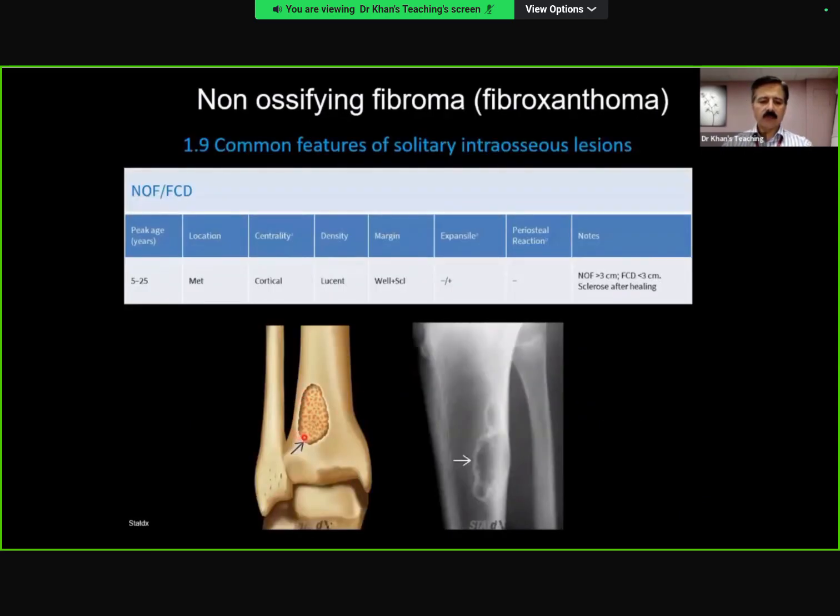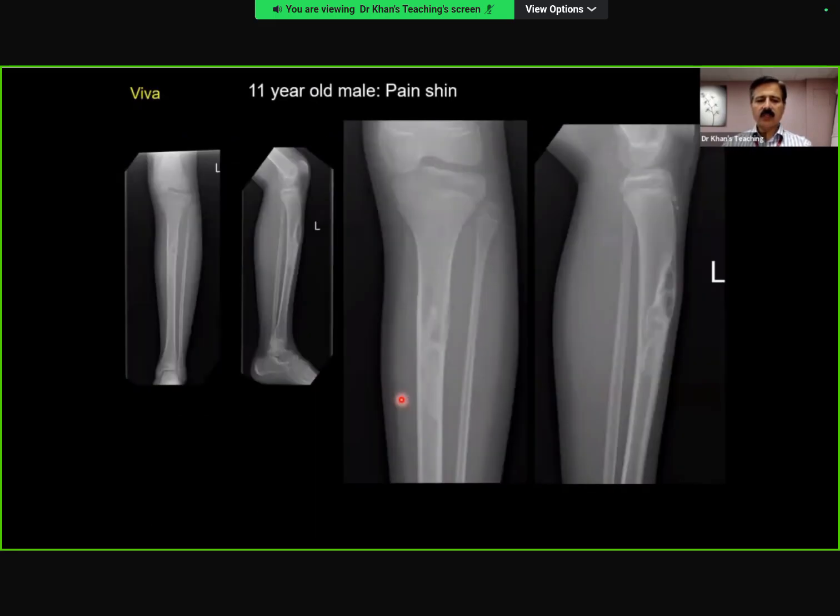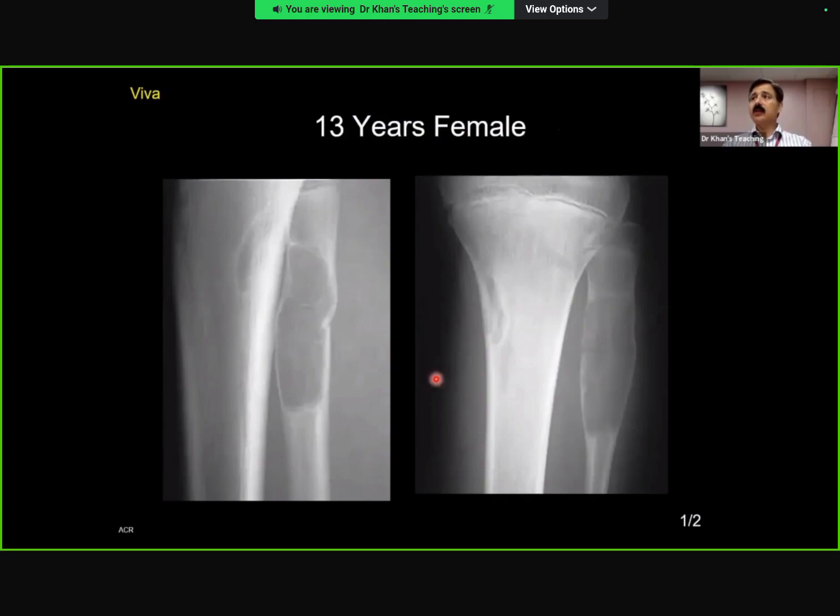So this is a non-ossifying fibroma, and this is another case. Look at this. It has classical cortical sclerosis, narrow zone of transition, no cortical breach. If you see the AP view, you are a bit confused. Is it just central? Then here you are more confident that it is eccentric and the cortex is also involved. Over to you, candidate, for your next case.